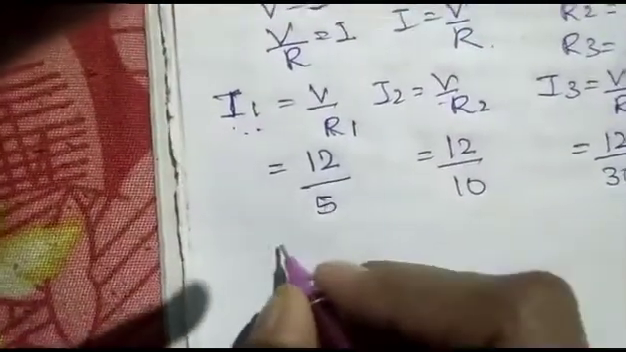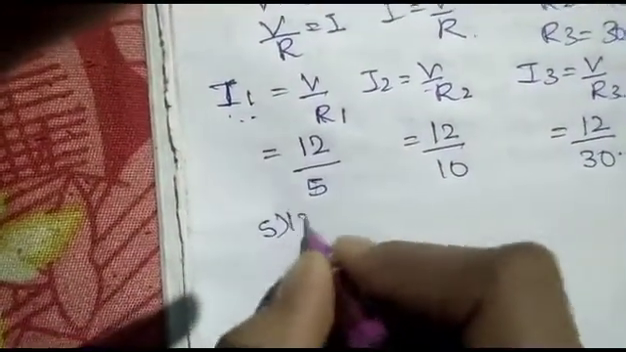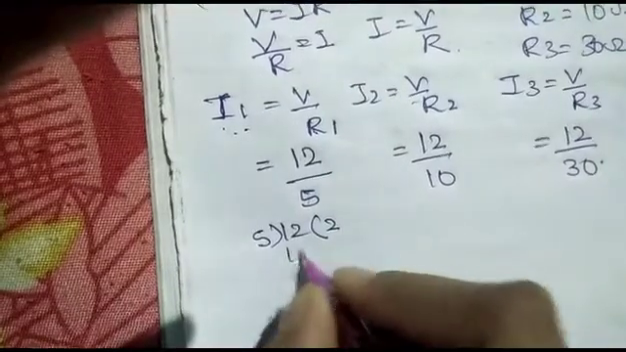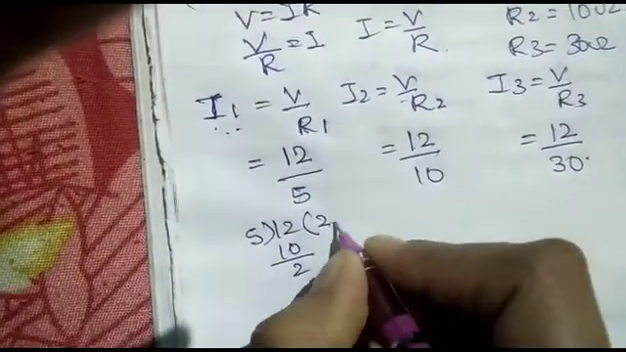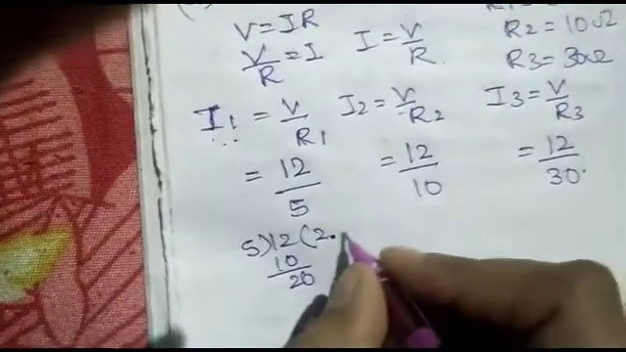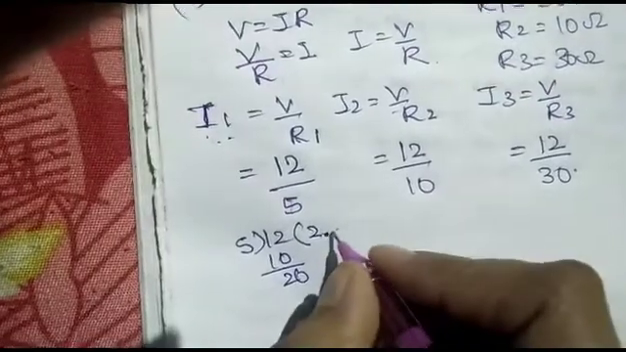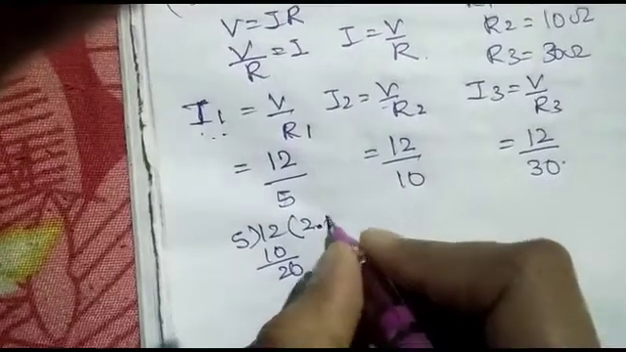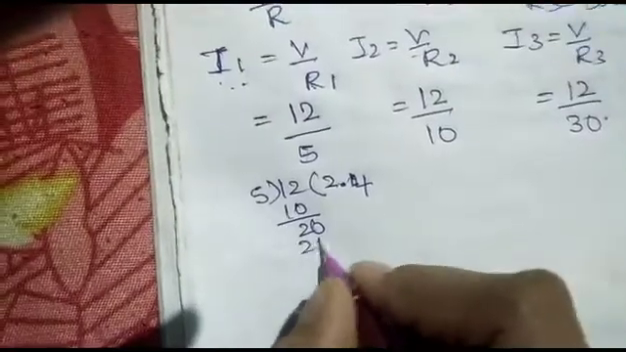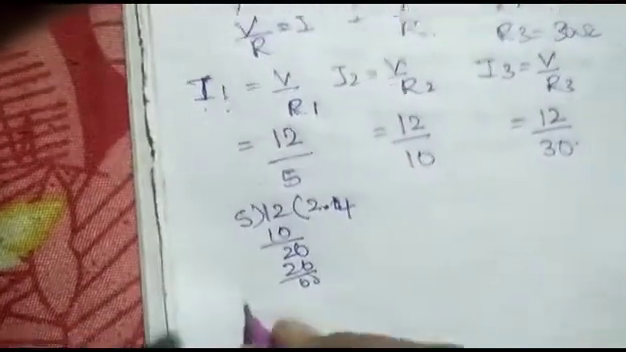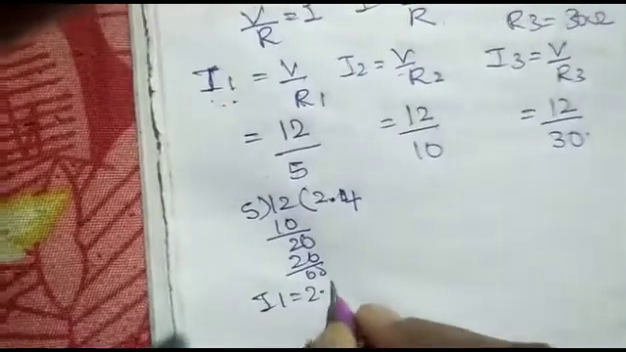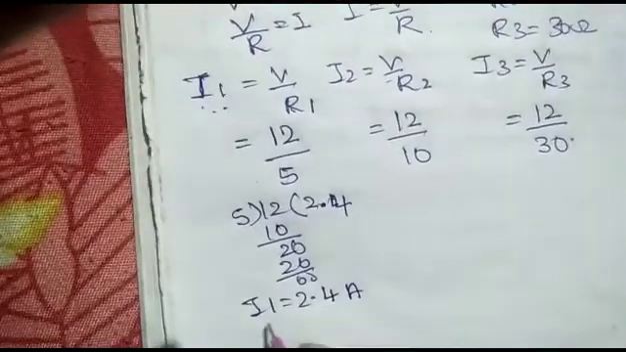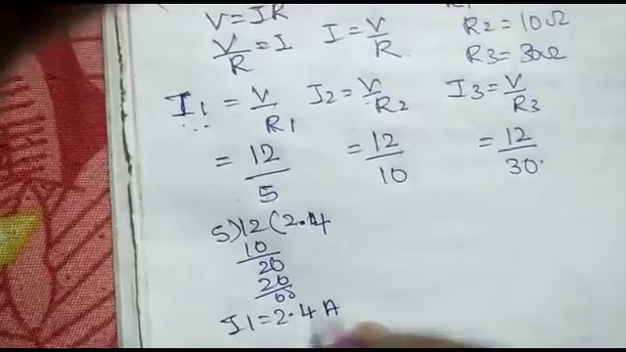Now the division takes place. So you know the division, 12 divided by 5: 5 twos are 10, where we have to put the 0 and take the unit place, then 2 tens are 20, 5 fours are 20. So now the value of I1 is equal to 2.4 ampere. You know the current can be measured with the ampere.